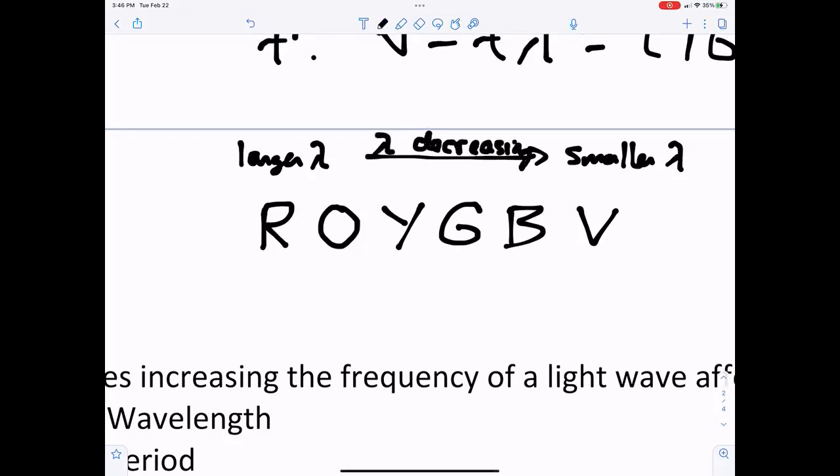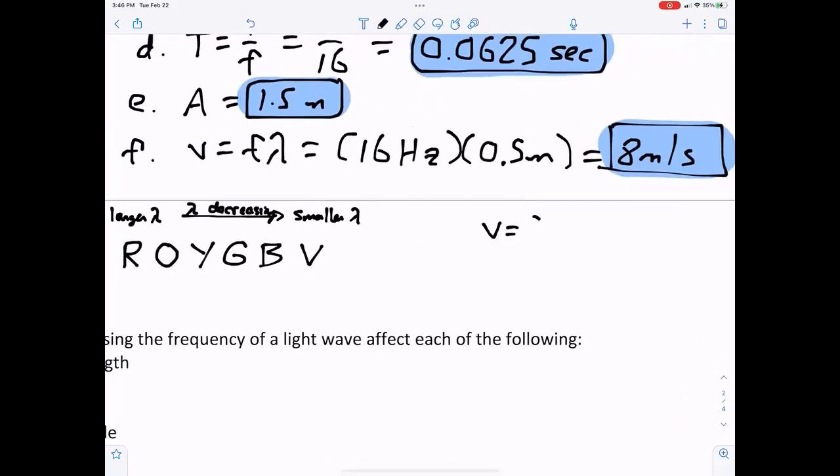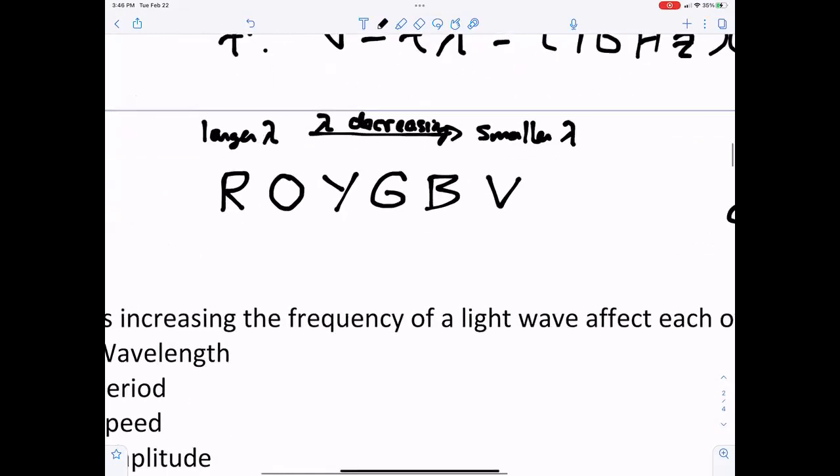The wavelength is decreasing as we go from red to violet. Now, since V equals frequency times wavelength and the speed of light is constant, what that means is a decreasing wavelength balances an increasing frequency. So longer, larger wavelengths are going to have much smaller frequencies, which means smaller wavelengths are going to have much larger frequencies. Also corresponds to energy as well.